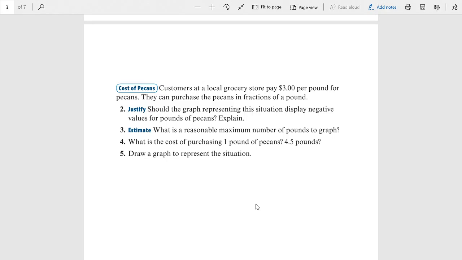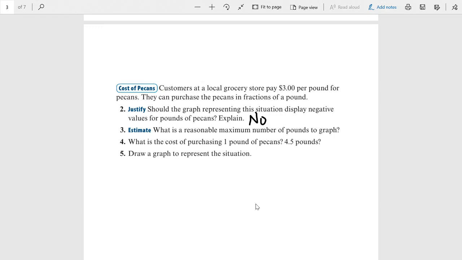So number 2, should the graph representing the situation display negative values for pounds of pecans? Well, can I buy a negative 1 pound of pecans? And we would say that makes no sense at all. And so no, of course not. We cannot represent negative values for the pounds of pecans, because that would mean like we owe somebody pecans or something. That would be a very odd situation.